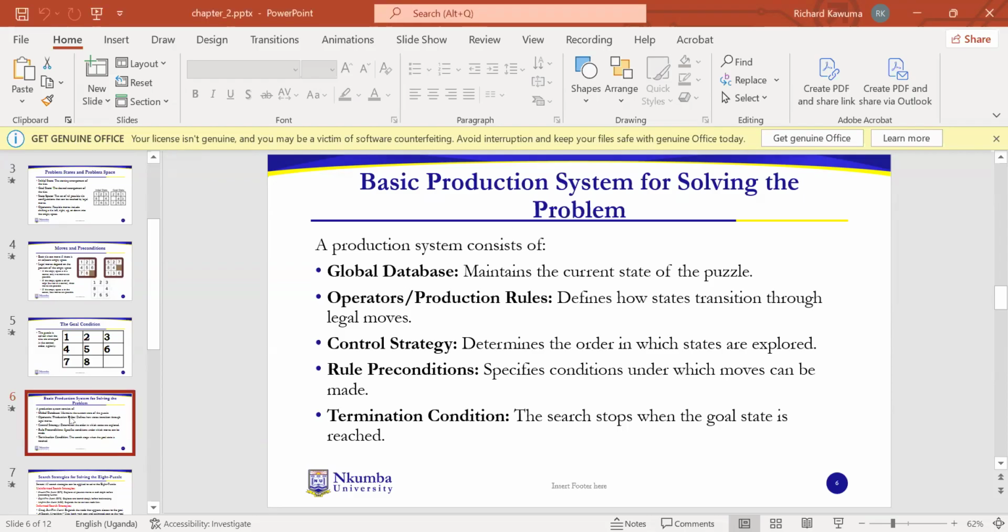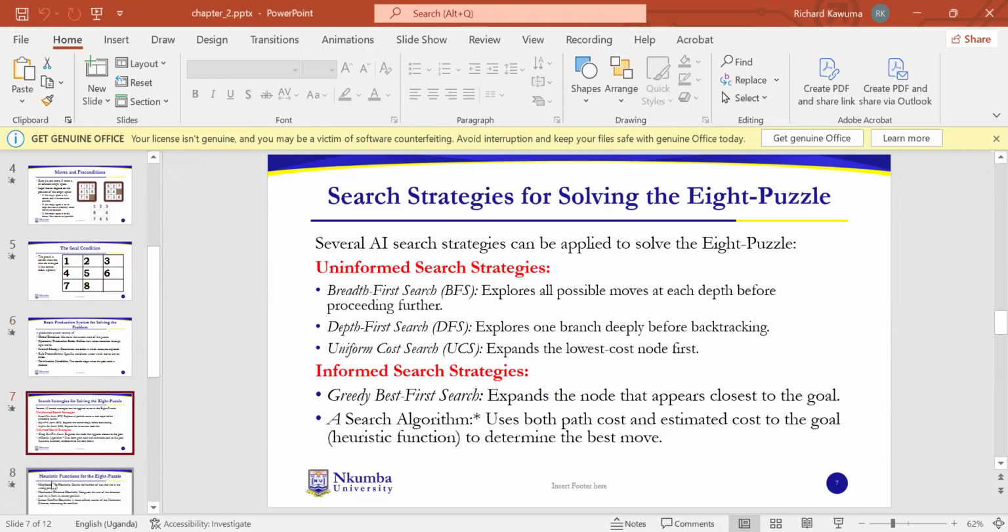Okay. So let's go to another slide. Search strategies for solving the 8 puzzle. Several AI search strategies can be applied to solve the 8 puzzle. We have the uninformed and the informed search strategies.